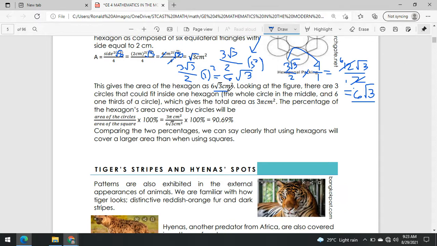Looking at the figure po, there are 3 circles that could fit inside one hexagon. Okay, the whole circle in the middle and one third of a circle, which give the total area of 3 pi centimeters square unit. Okay, the percentage of the hexagon's area covered by a circle will be the area of the circle, the 3 pi centimeter. Okay, so we have the formula over area of the square times 100% equals. Okay, so this is our area of circle, 3 pi centimeter square unit over area of the square.